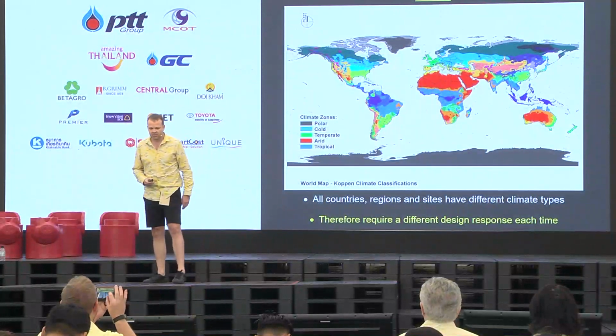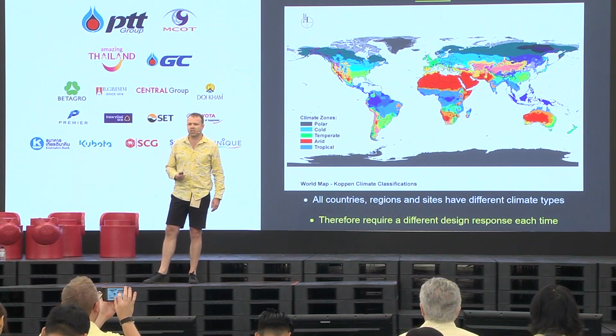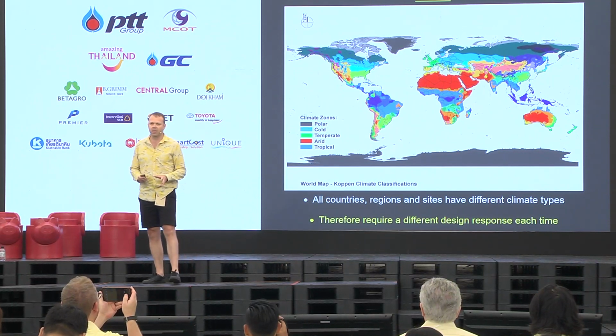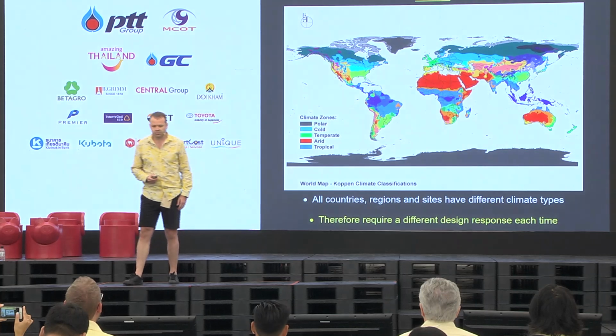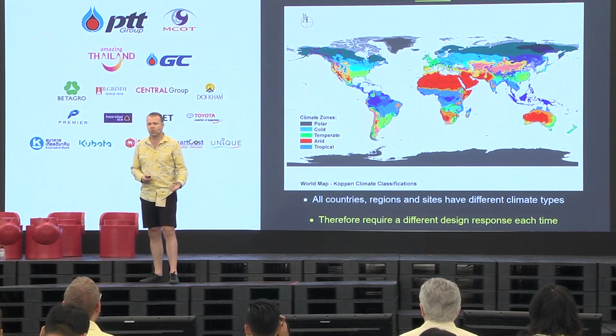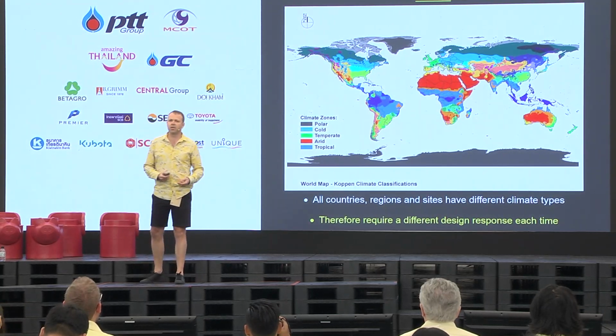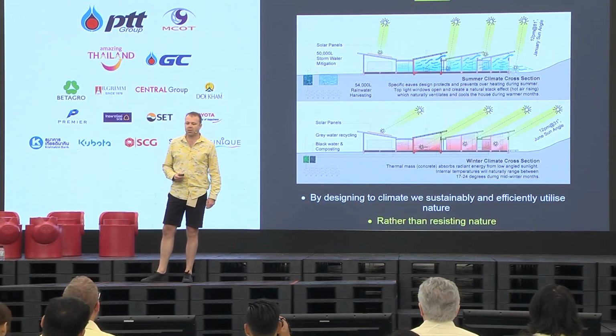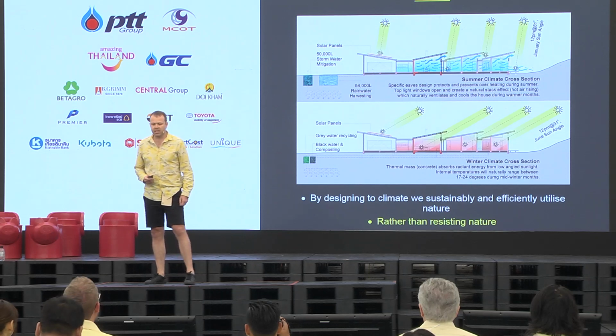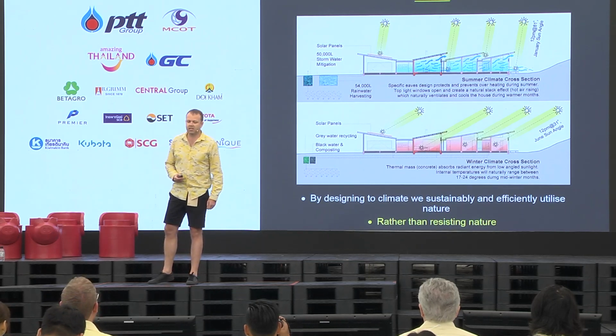Climate, point one. So this is the Köppen climate classification diagram, which represents all the different climate types in the world. Every country, region, site has a different climate type. Out of that comes a different design response each time. Thailand, for example, is tropical. New Zealand, where I'm from, is temperate. By designing to climate, we sustainably and efficiently utilize nature rather than resisting nature.